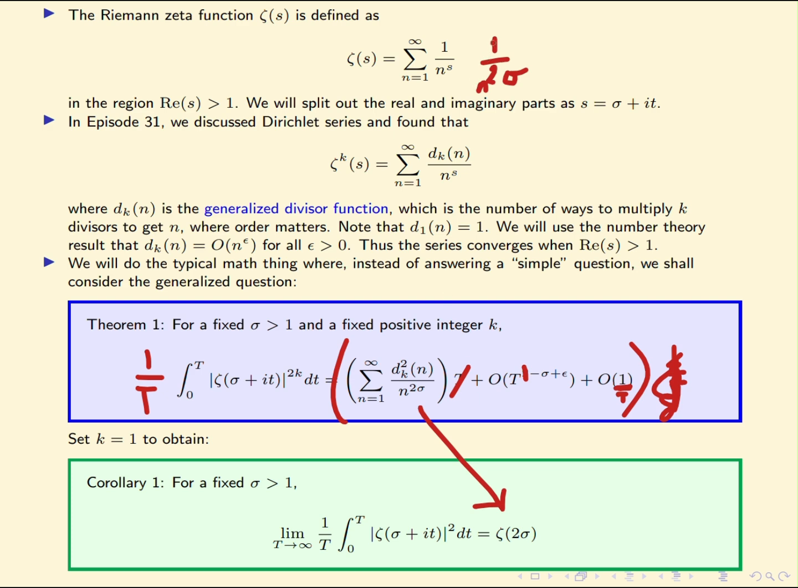So remember, we said the sum of 1 over n to the 2 sigma is just zeta of 2 sigma. And then this term, because sigma is greater than 1, will go to 0, because we can find an epsilon small enough so that 1 minus sigma will be negative. T to a negative power goes to 0 as t goes to infinity. And then this is O of 1 over t, and that also goes to 0. So both of these terms go away, and that's how you get this corollary if you believe the theorem. We're going to prove the theorem first, and then the corollary will follow from that.